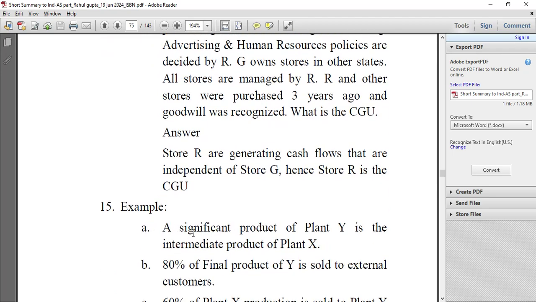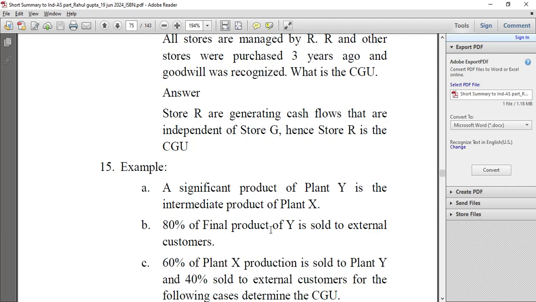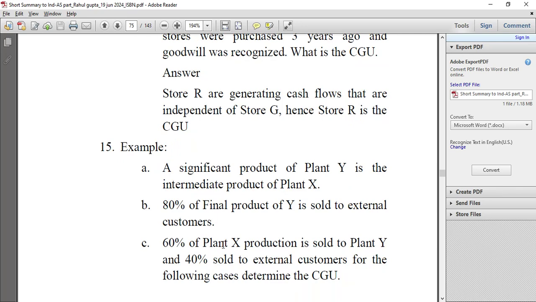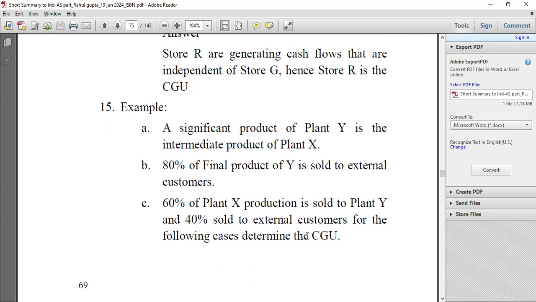Example, a significant product of plant Y is the intermediate product of plant X. 80% of final product of plant Y is sold to external customers. 60% of plant X production is sold to plant Y, and 40% is sold to external customers. For the following cases, determine the CGU.